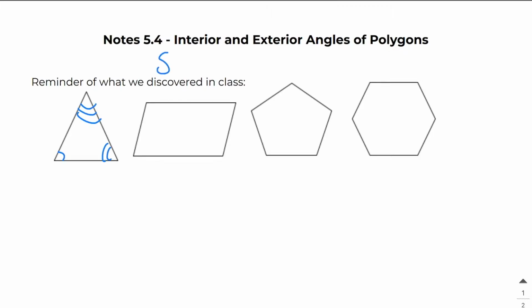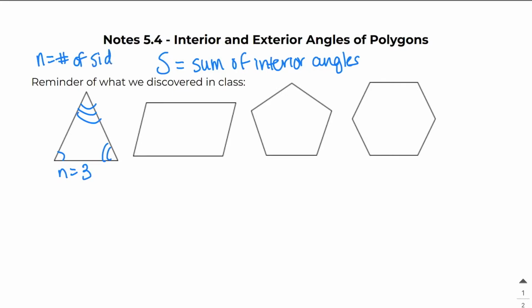I will use S for the sum of the interior angles, and I'll use n for the number of sides. So when n equals 3, the sum of the interior angles is 180 degrees.